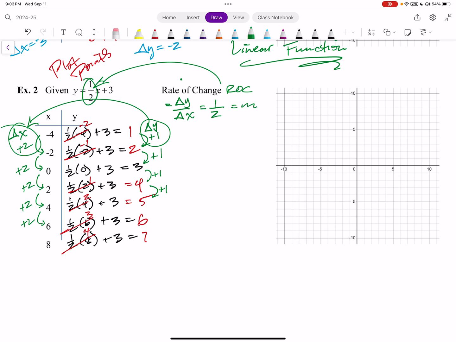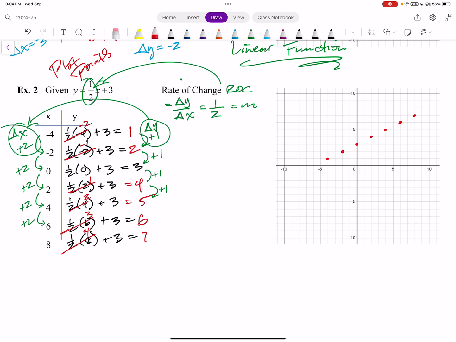Now we plot. -4 comma 1 is left 4, up 1. -2 comma 2 is left 2, up 2. 0 comma 3 is up 3. 2 comma 4 is right 2, up 4. Then 4 comma 5 is right 4, up 5. Then 6 comma 6, and then 8 comma 7.